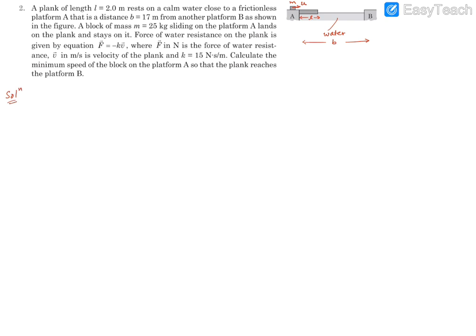So we will consider two cases. One case is when this block lands on this platform. Let's say this platform has a capital M mass. Now let's draw the figure separately. So just after the landing, this will be the plank, and the block will be coming in. Just before landing is the situation shown earlier. So this is just before landing.